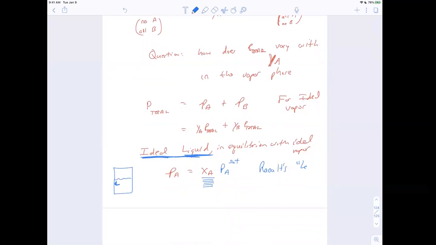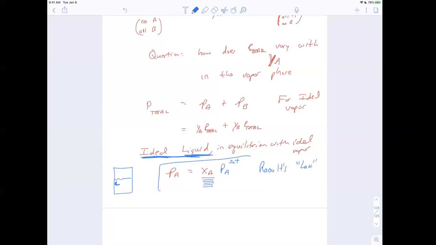And again, it's one of these things, it's not really a law, it's just a model. It's just telling you how to relate the partial pressure of a species in the vapor, if you have liquid vapor equilibrium, to the mole fraction of that species in the liquid phase. So this is very important.